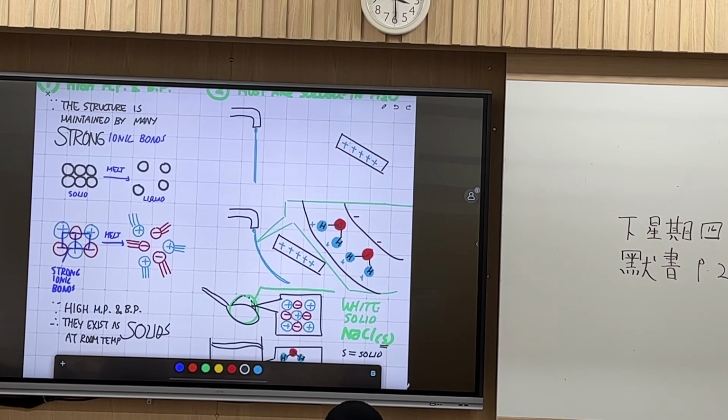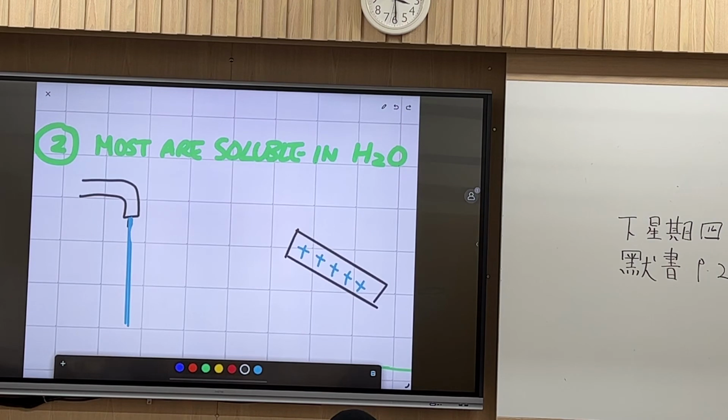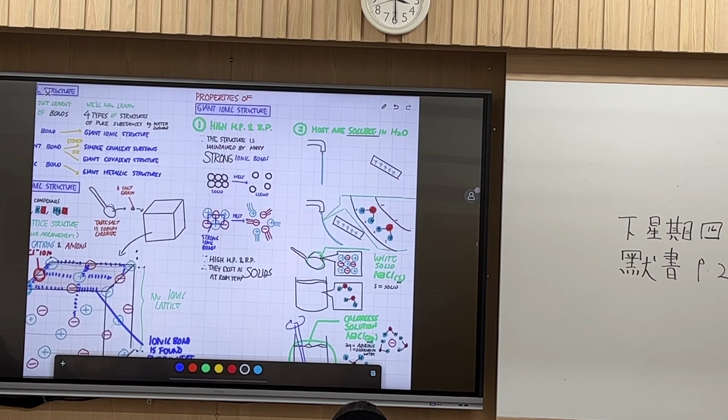So don't use the word disappear, use the word soluble in water. You say salts are soluble in water. Don't say salt disappears in water. That's the second property.